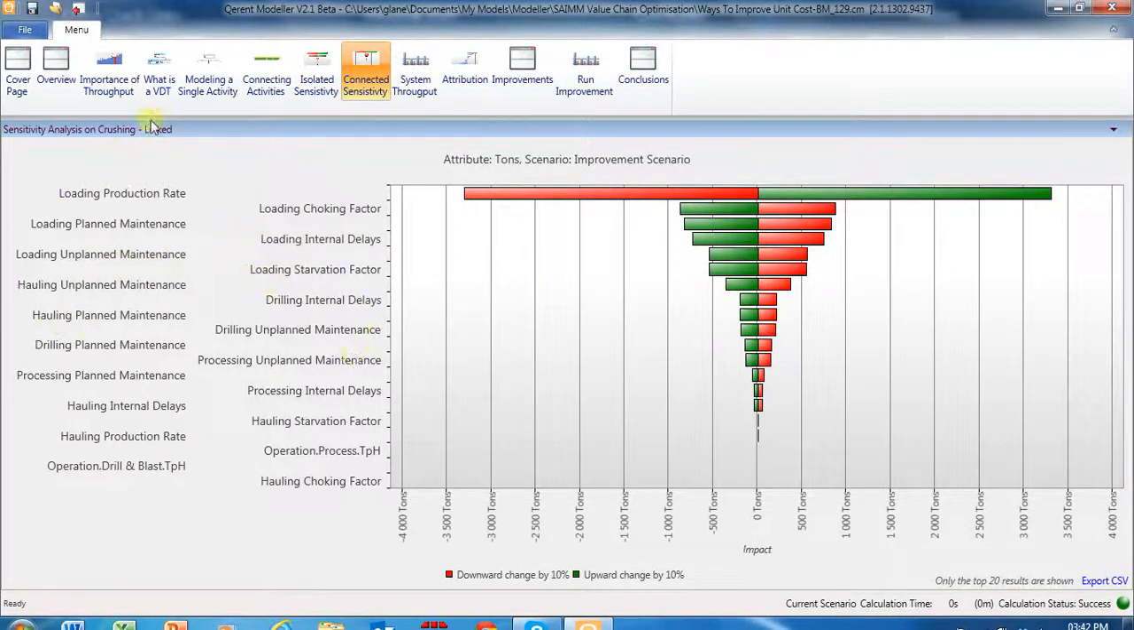Very, very interestingly, not a single crushing lever comes up in the top 10 of the top levers that impact crushing performance. And this is because the loading and hauling activity is actually the constraint based on theory of constraints. So this model just applies theory of constraints by the fact that we've just modeled it correctly. So now let's have a look at the overall throughput of the system just to demonstrate that.